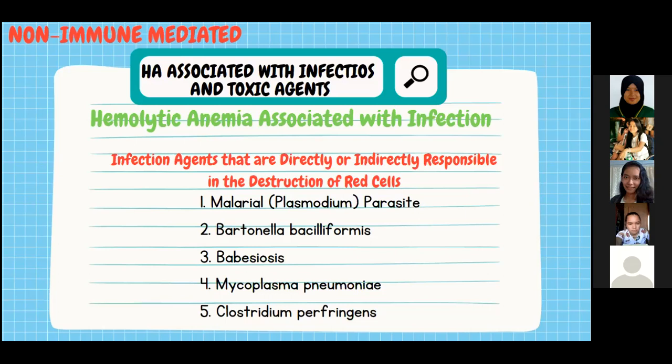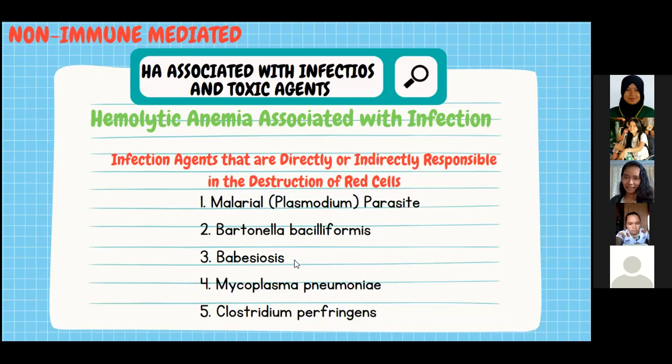So the infectious agents that are directly or indirectly responsible for the destruction of red blood cells are the malaria Plasmodium parasite. The next one, Bartonella bacilliformis. Number 3, babesiosis. Number 4, Mycoplasma pneumoniae. And the last one is Clostridium perfringens. So these five are bad organisms that can cause destruction of our red blood cells that may lead to hemolytic anemia.